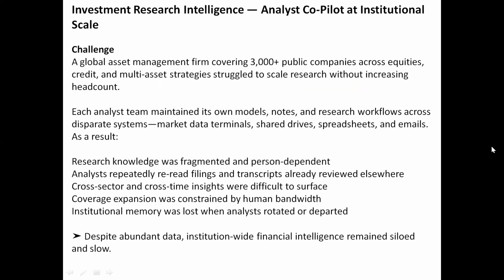So, for example, this is a scenario-based case. A global asset management firm covering 3,000-plus public companies across equity, credit, and multi-asset strategies struggled to scale research without increasing headcount. Each analyst team maintained its own model notes and research workflow across disparate systems: market data terminals, shared drives, spreadsheets, emails, and more.